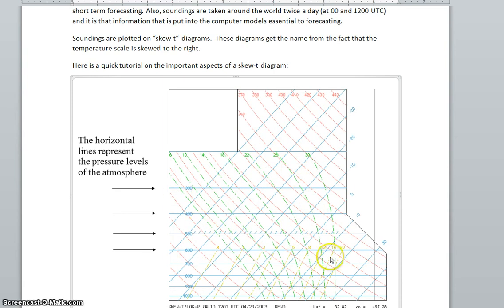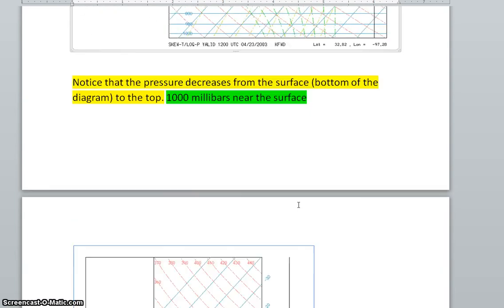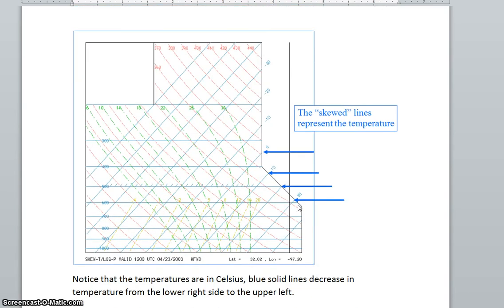It's the blue horizontal lines, starting out at the bottom with 1,000 millibars up to 300 millibars, and it goes on up higher than that. But we really don't need to go much higher than that to get a good idea of what's happening in the atmosphere. The next part we look at is the temperature.